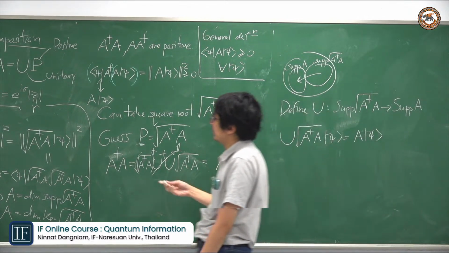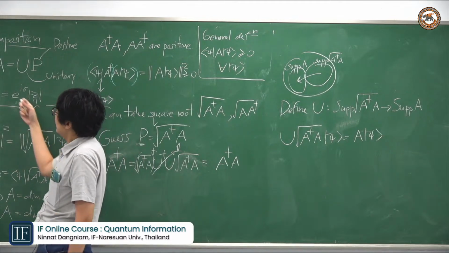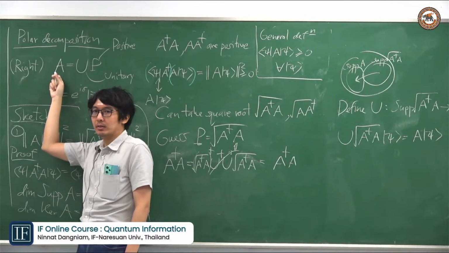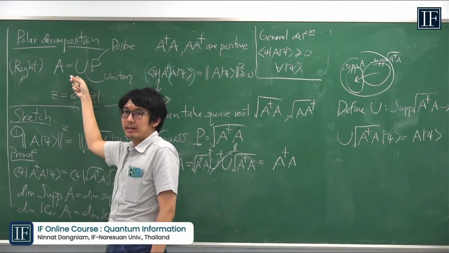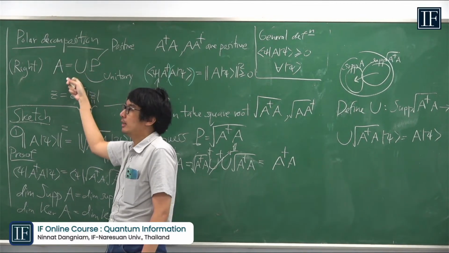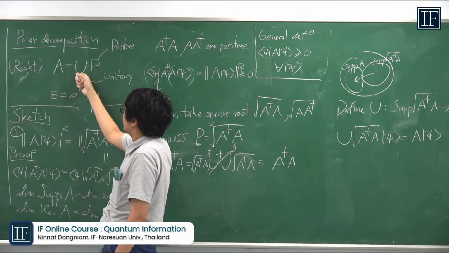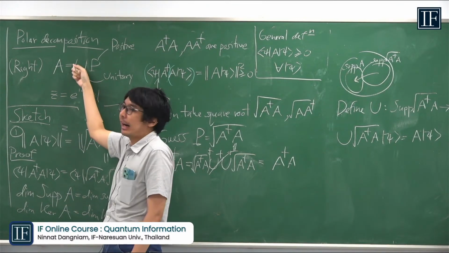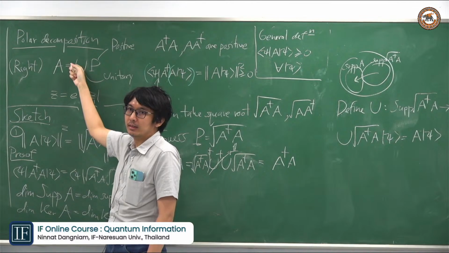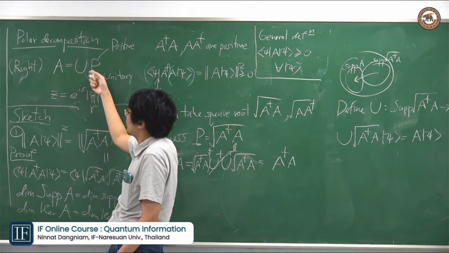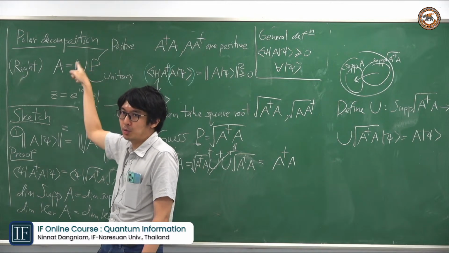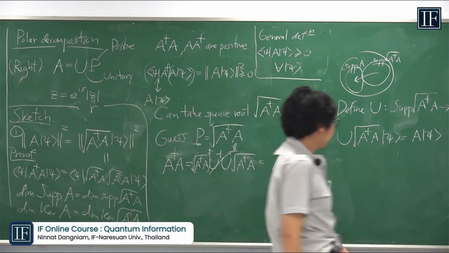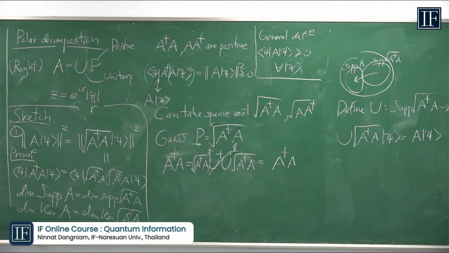For example, A doesn't have to be invertible, right? So it can have a kernel, but the unitary cannot have a kernel. So basically, in the kernel of A, you can define the unitary to be anything. You just have to satisfy the constraint that this U is unitary. Okay. Any questions about this?